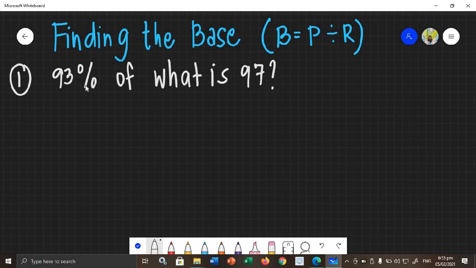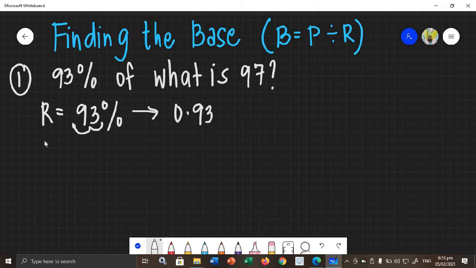Okay, right after daw natin minultiply si 93% sa isang number, ang sagot ay 97. So, technically, we are looking for the value of our base. Ang rate na given natin is 93%. Again, we need to make it into decimal form for us to compute the answer. Okay, so 93%, move the decimal point 2 places to the left side. So, it will become 0.93. And then, yung percentage natin is 97. What we are looking for is the value of our base.